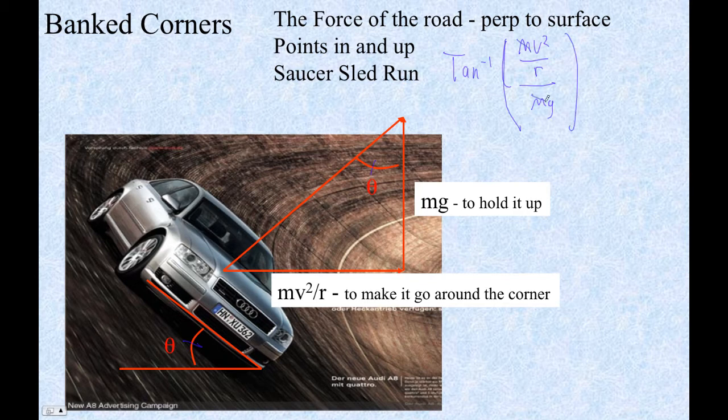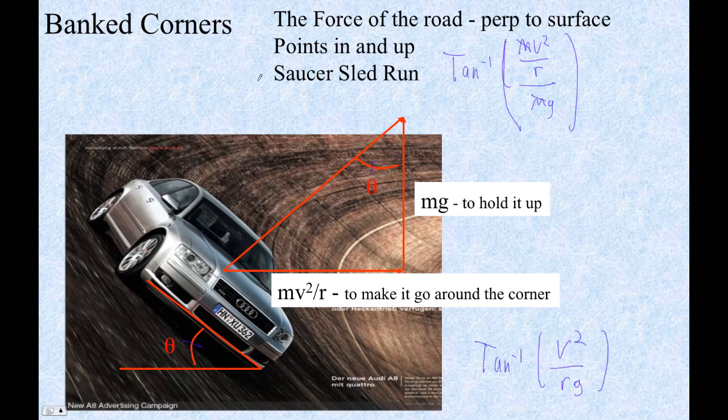Now the m's go away, so a corner that's banked ideally and optimally and perfectly for an Audi would also work for a semi-truck, if they're daring enough to go that fast. And so this ends up being tan minus 1 of v squared over rg, where r is our radius of curvature, g is gravity, and v is the velocity. Now understand that if we bank the corner this way, we actually don't have to turn the steering wheel. We don't need sideways friction. The surface itself makes you go around the corner.